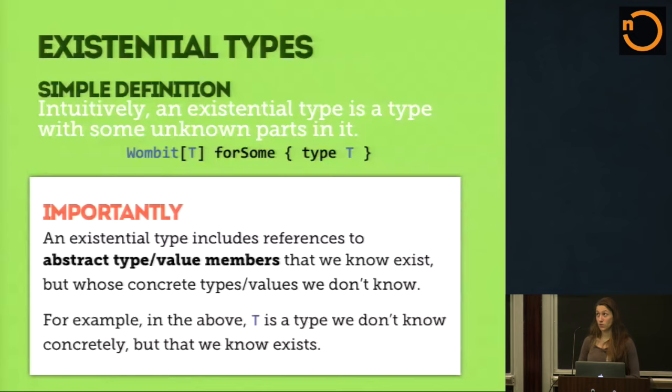Which leads me to existential types. A lot of people, I don't think, know what existential types are, because they don't see them very often in day-to-day code. But the idea behind them is pretty simple. The idea is that we want to be able to still compile some piece of code where we don't necessarily know what one of the component types of something is going to be.